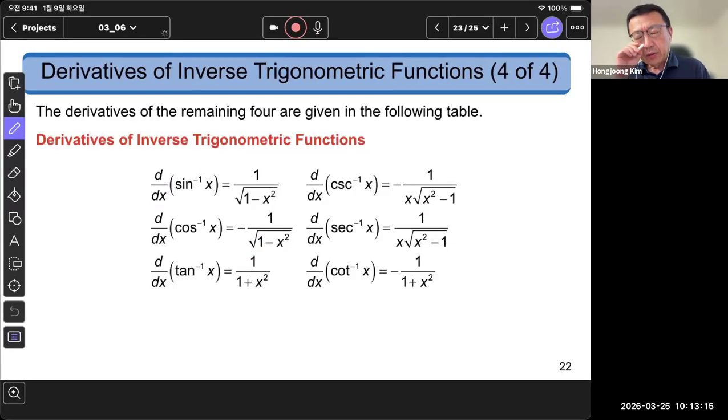And here are the formulas for the derivatives of the inverse trigonometric functions. So previously we considered the derivatives of the trigonometric functions. Now today I'm just introducing the derivatives of the inverse of the trigonometric functions. Of course, when I consider these, you need to be careful with the domain of the variables.